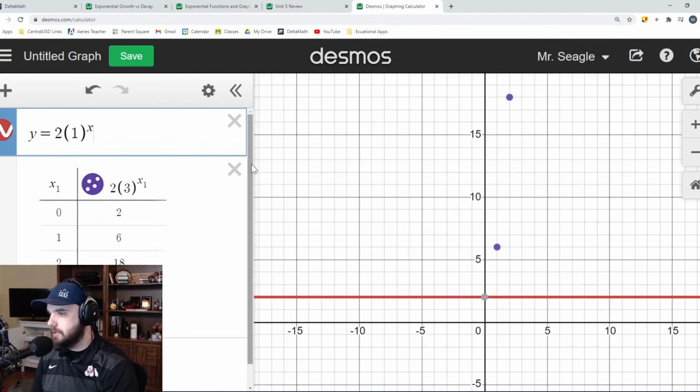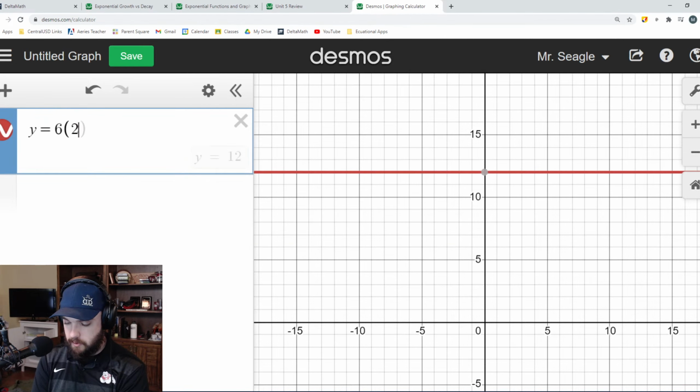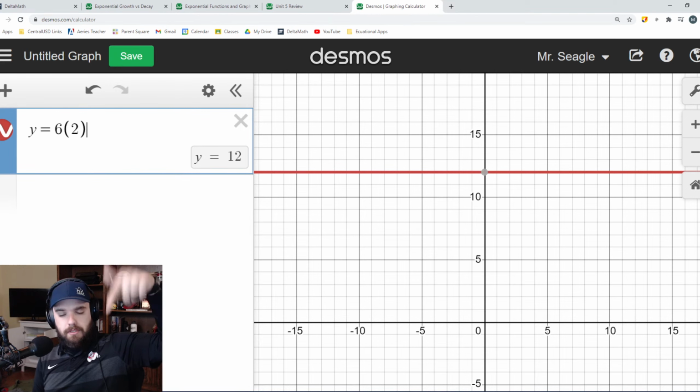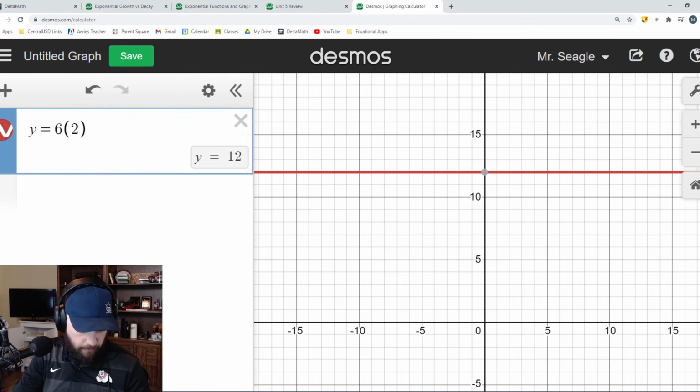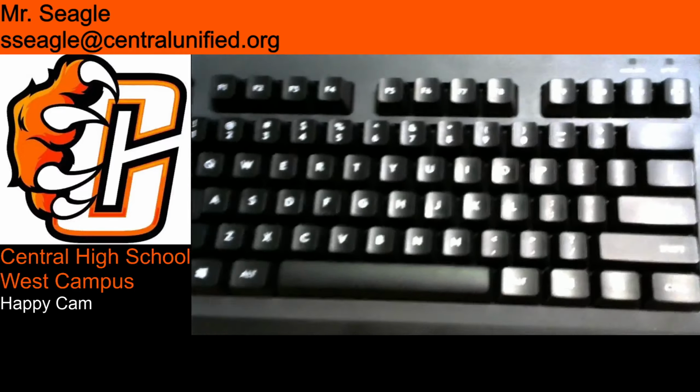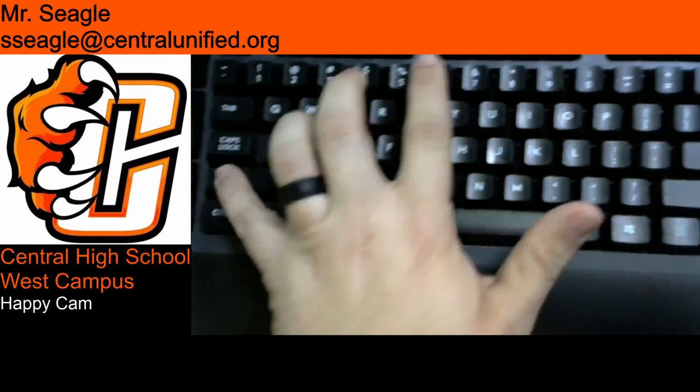When we do this, just a quick review. Remember, there are 2 ways we can write an exponent in Desmos. You can write y equals 6 times 2. The way I like to do this is I press shift and the number 6. So I'm going to go ahead and show it to you with a second camera really quick. Don't mind the happy camera part. All right, so I'm going to hit shift and then the number 6 at the same time.